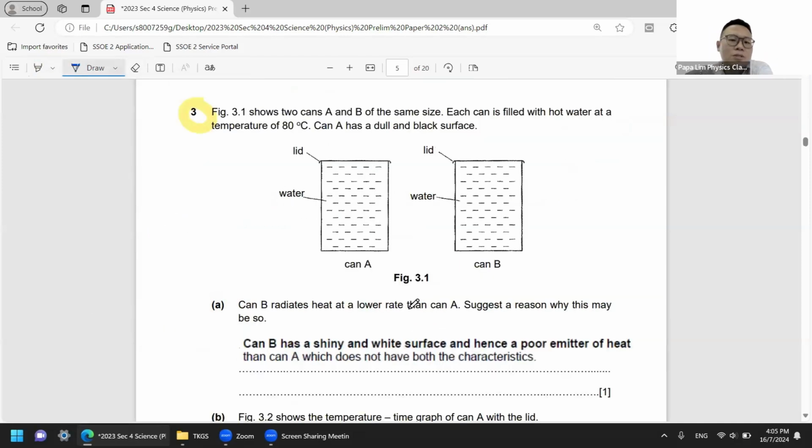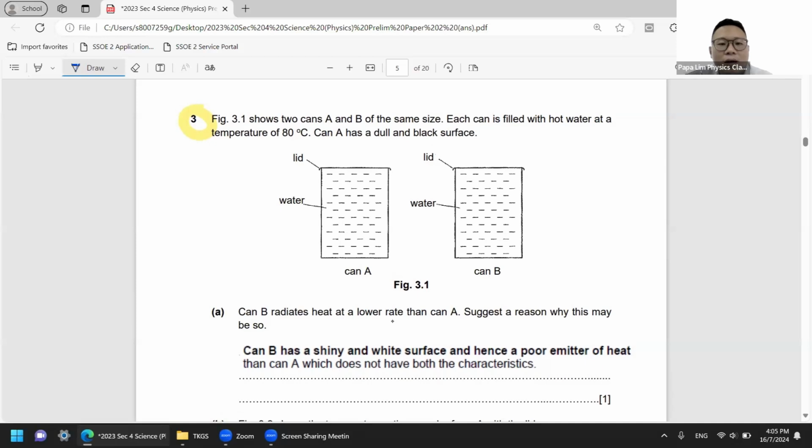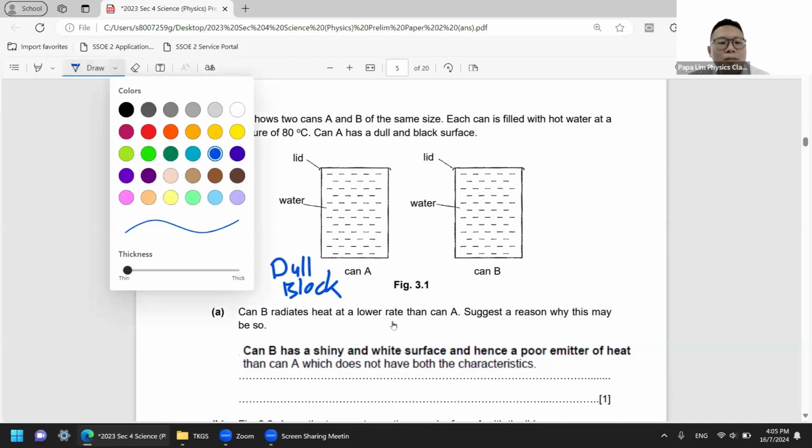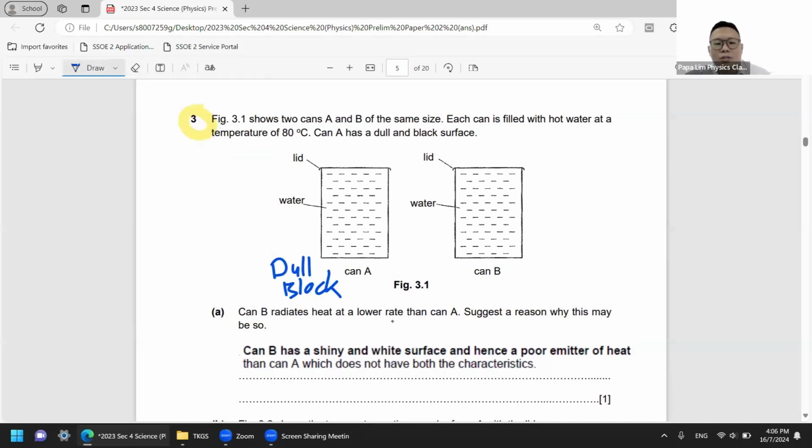Question 3 is an interesting one. We are looking at two particular cans. Can A is dull and black. For this particular case, it is this. Now the question part A asks, can B radiate heat at a slower rate? Suggest a reason for this. Now, take note for this question, I would say the answer most of us will know. Why?